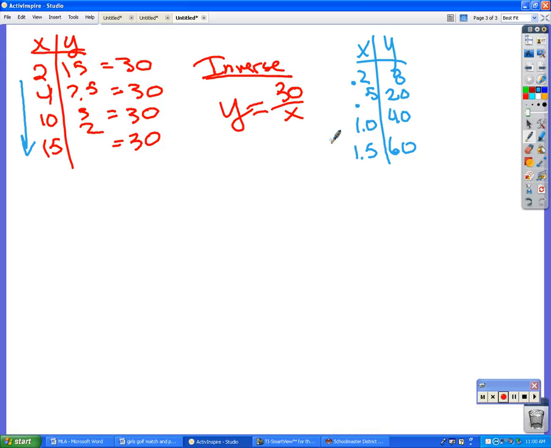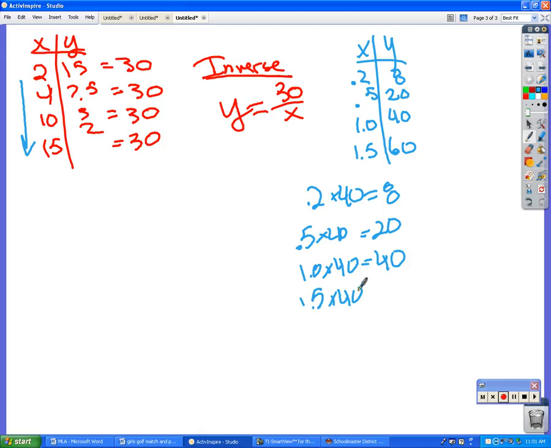0.2 times what is 8? 40. Okay? So 0.2 times 40 equals 8. 0.5 times what equals 20? 40. Okay, so 1 times 40 is obviously 40, and 1.5 times 40 is 60. So this is an example of direct variation, and the equation for that would be y equals, but what is k? k is 40. y equals 40x.